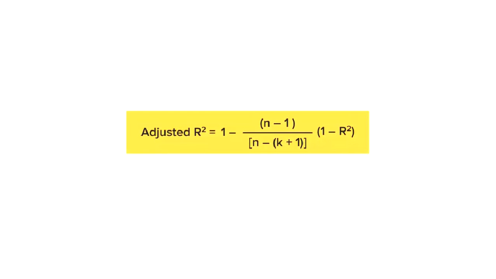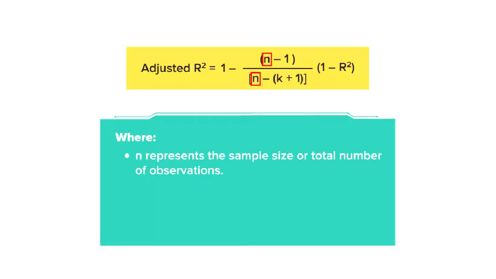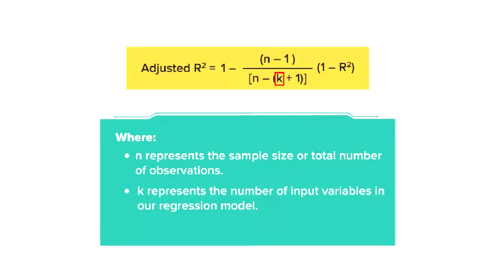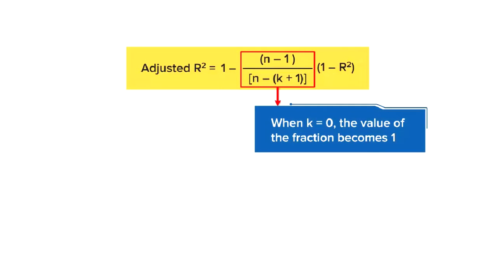The formula of the adjusted R-squared is shown on the screen, where n represents the sample size or total number of observations, k represents the number of input variables in our regression model, and R represents the simple R-squared score. In the case of the mean regression model, there was no input variable considered, and hence the value of k equals 0, which makes adjusted R-squared the same as R-squared. To understand it better, let's extract the needed relation from this formula.